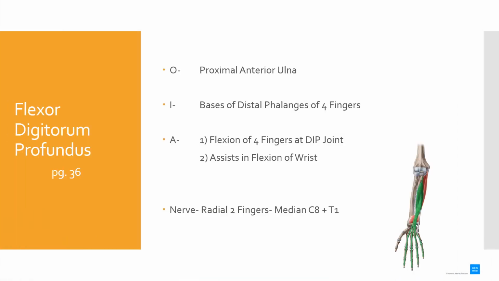Flexor digitorum profundus, origin, proximal anterior ulna. Insertion, bases of distal phalanges of four fingers. Two actions include flexion of four fingers at DIP joints, and it also assists in flexion of wrist.